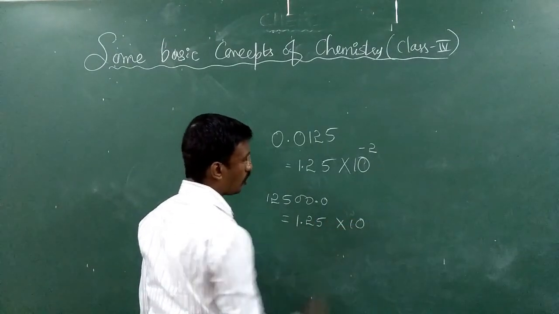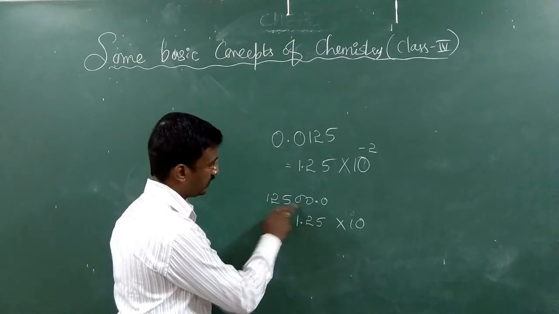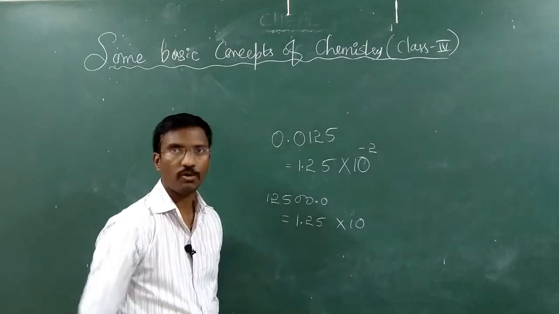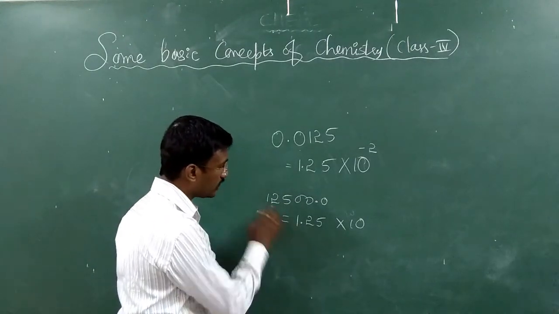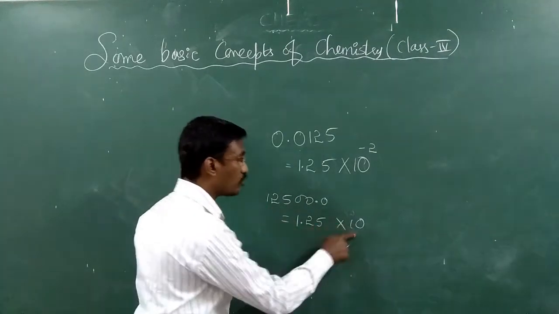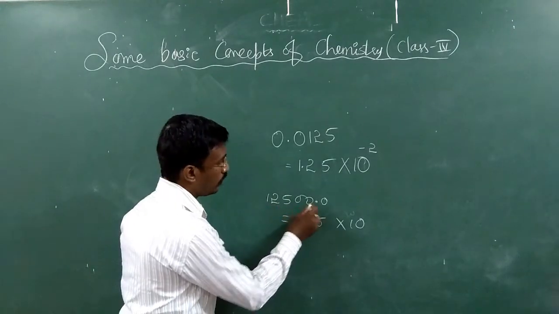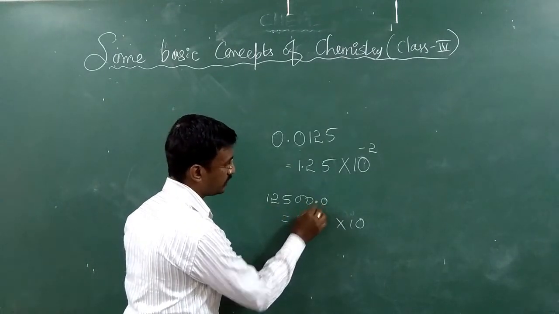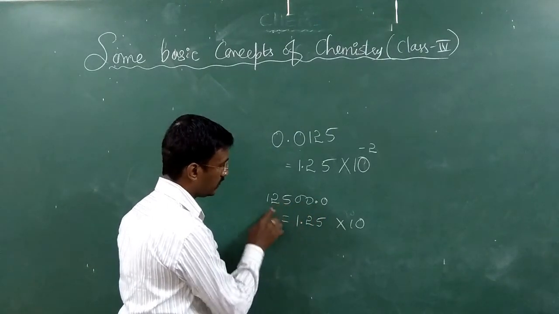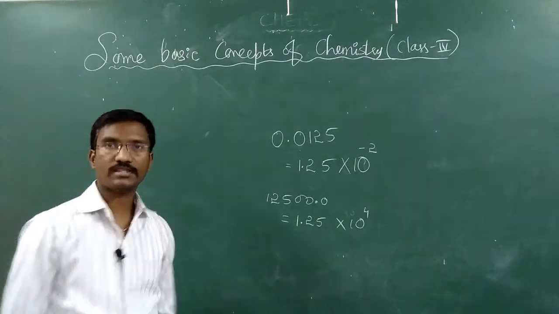Times 10 raised to how much do I have to write? 12,500 is the original number, and it becomes 1.25, which is a much smaller number. So I have reduced the number. If the number is decreased, we have to increase the power, which means the power should be positive. See how many places the decimal is shifted: from digit 1, 2, 3 and 4. Therefore, 10 raised to 4. I hope this is clear.